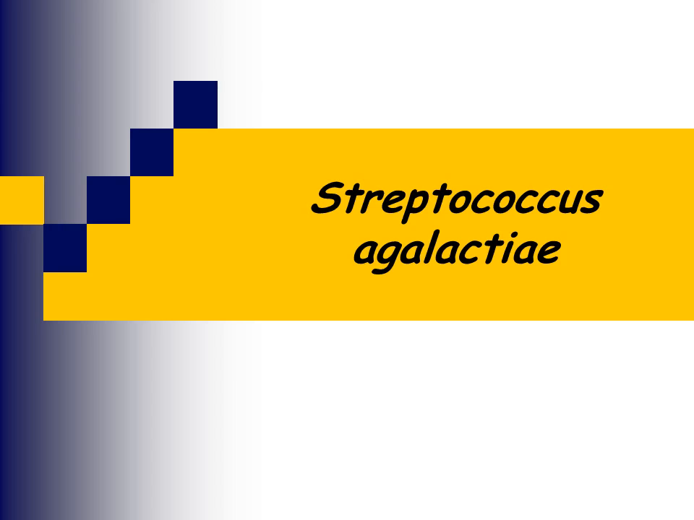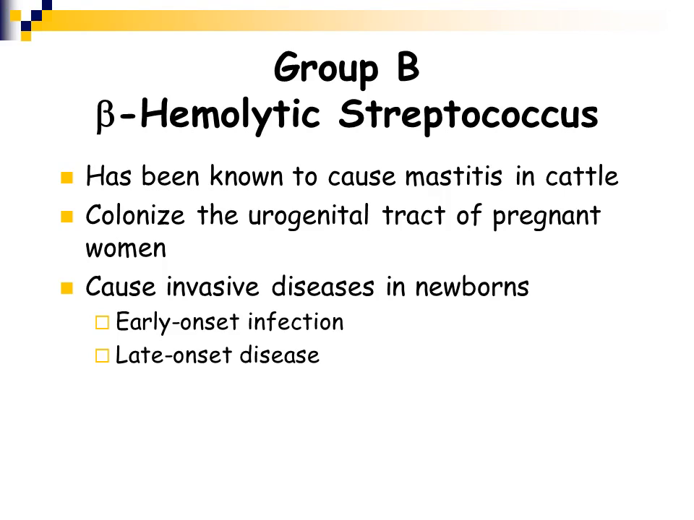We're going to move on to Streptococcus agalactiae. This is group B Streptococcus because of its Lancefield antigen. It is also, like Streptococcus pyogenes, a beta hemolytic Streptococcus organism. Group B strep can cause mastitis in cattle.